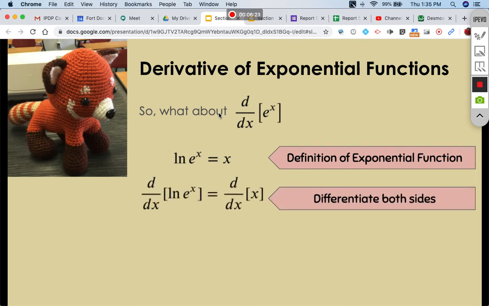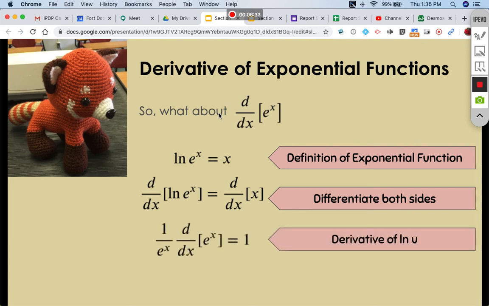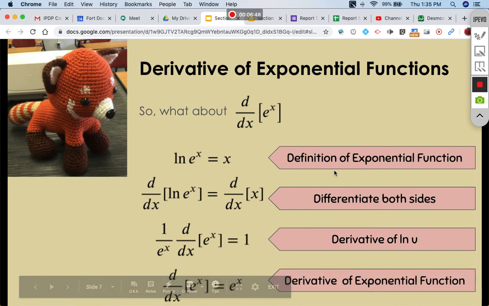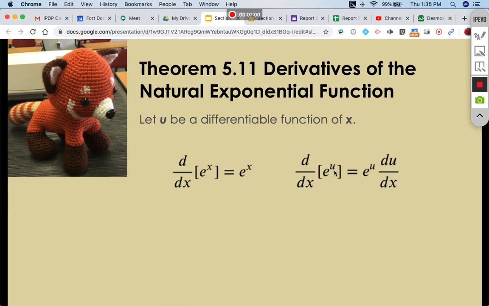I can do the derivative of both sides because I know how to take the derivative of a natural log. So the derivative of natural log is going to be 1 over e to the x times the derivative of e to the x. Well, I don't know what the derivative of e to the x is, but I can find that. The derivative of x is just 1. But now if we multiply both sides by e to the x, we get the derivative of e to the x equals e to the x.